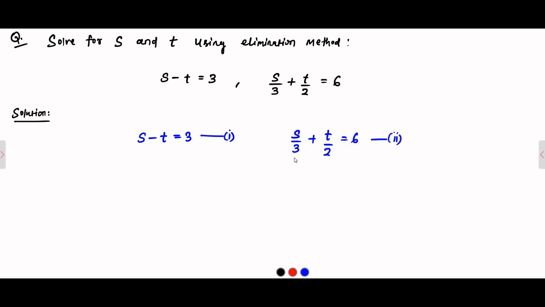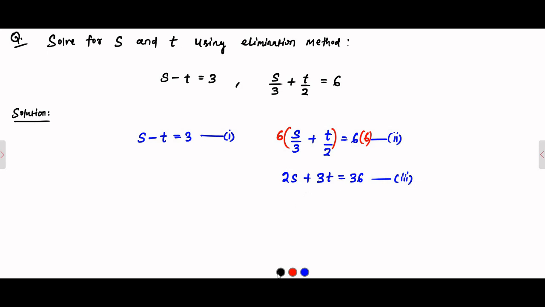Now as you can see, equation 2 is in fractional form, so we have to convert it into a simple format. So we will multiply both sides by the LCM of the two denominators, 2 and 3, that is 6. So we get 2s plus 3t is equal to 36. This is the modified equation, it's the same as equation 2.